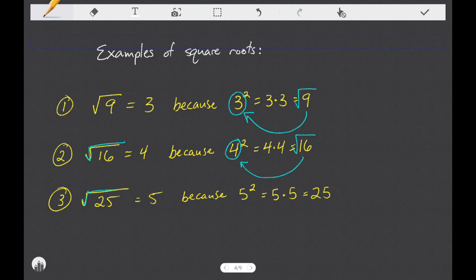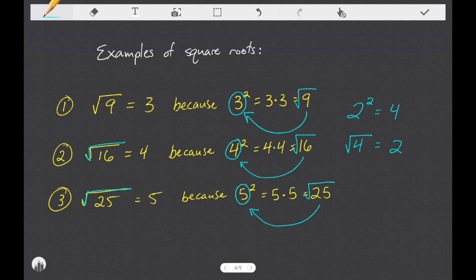Same idea here. We have the square root of 25 in example 3. The square root of 25 is 5, because I understand in my brain that the square root is going backwards and saying, what number did I multiply by itself to get 25? And so the answer is 5. 5 times 5 is 25. 4 times 4 is 16. 3 times 3 is 9. And you can probably fill in some of the other blanks too. For example, what is 2 to the power of 2? I know that is 4. So I know that the square root of 4 is 2. These go back and forth.